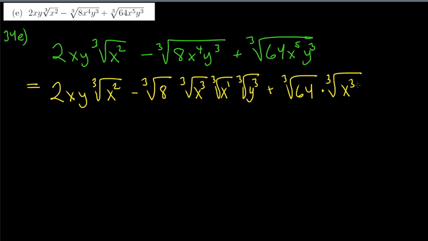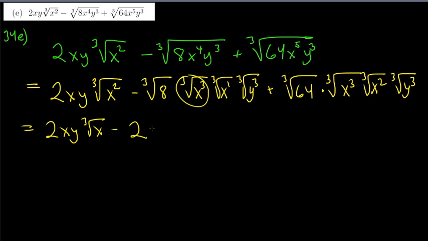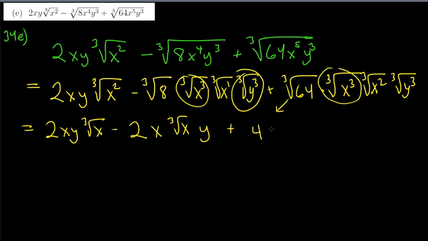Okay, so that's x to the 3, and then there's 2 left over, right? And then the cube root of y cubed, right? Okay, so cube root of 8 is 2, right? Cube root of x cubed is just x. And then we just have the cube root of x, and then the cube root of y cubed is y. Cube root of 64 is 4. Cube root of x cubed is x. And cube root of x squared is the cube root of x squared. And the cube root of y cubed is y.